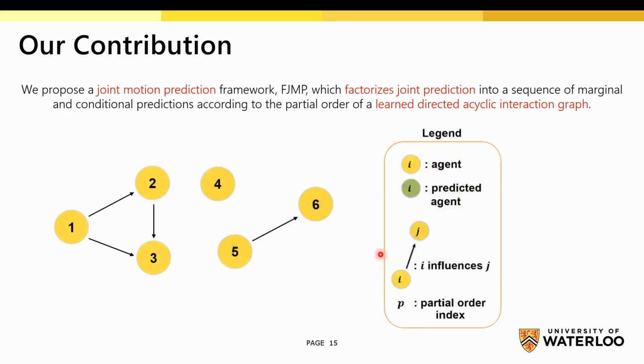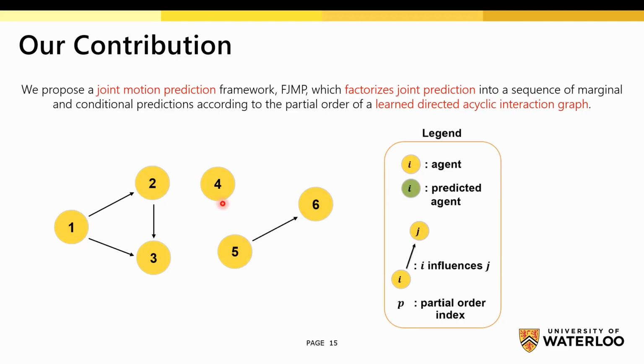And so more generally, let's suppose that we have a directed acyclic interaction graph that looks like this. This means that we have 6 agents in our scene, and the edges represent the interactions happening in the future. So for example, an edge from 1 to 2 indicates that in the future interaction, 1 is influencing 2. And no edge between 2 and 4 means that in the future, 2 and 4 are not interacting.